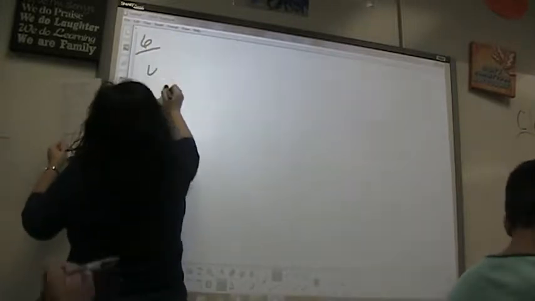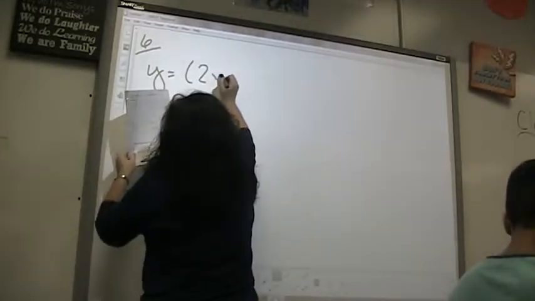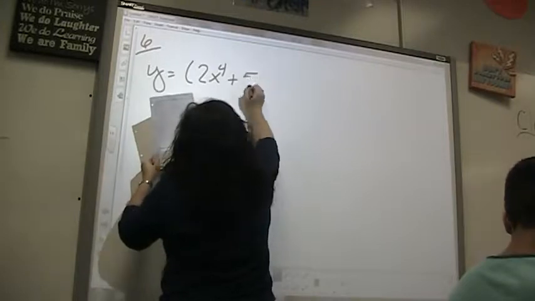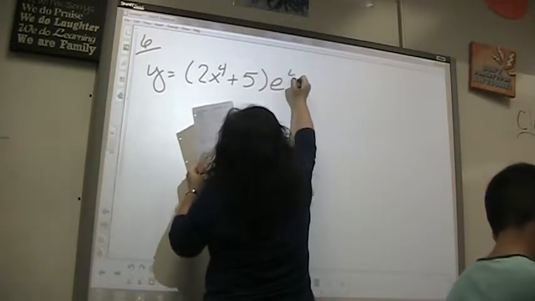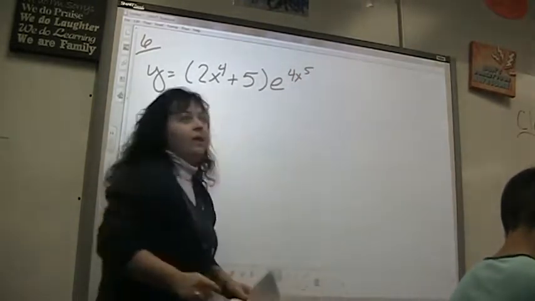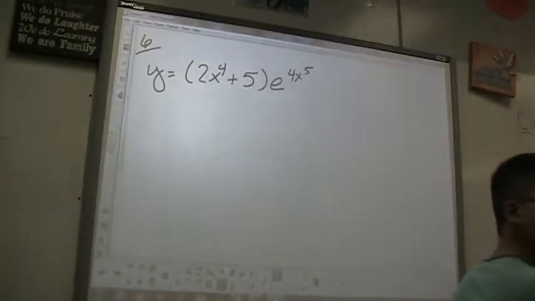Number 6. Oh, bro, I got number 6 right. Give it. Okay. Get it. Please. Okay, and then you erase it.